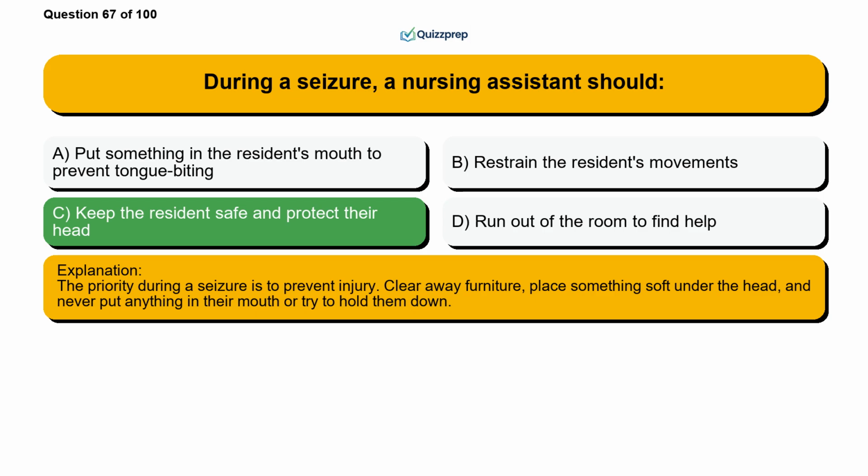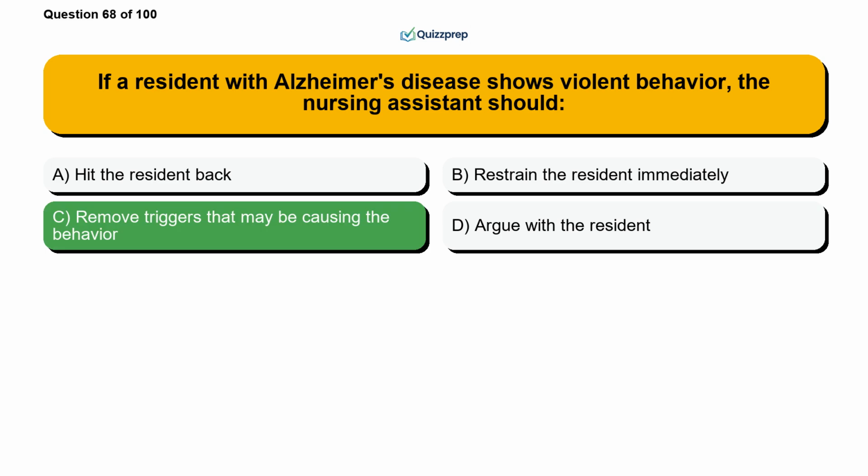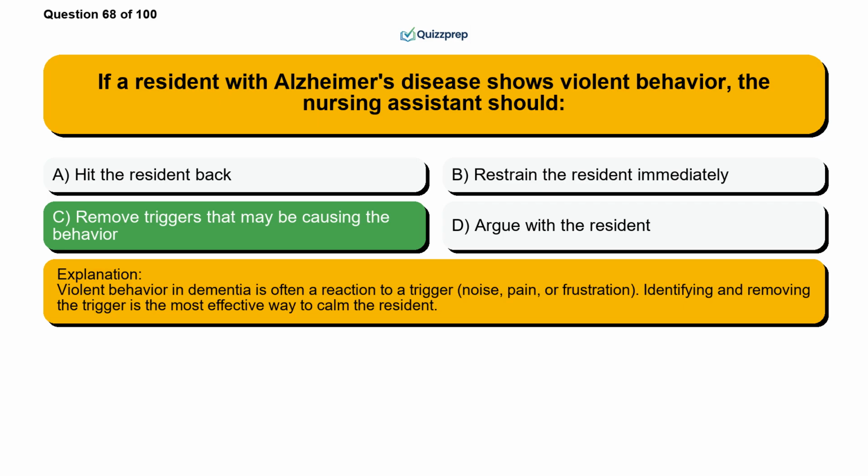Question 68. If a resident with Alzheimer's disease shows violent behavior, the nursing assistant should: Option A, hit the resident back. Option B, restrain the resident immediately. Option C, remove triggers that may be causing the behavior. Option D, argue with the resident. The correct answer is option C. Remove triggers that may be causing the behavior. Violent behavior in dementia is often a reaction to a trigger, noise, pain, or frustration. Identifying and removing the trigger is the most effective way to calm the resident.